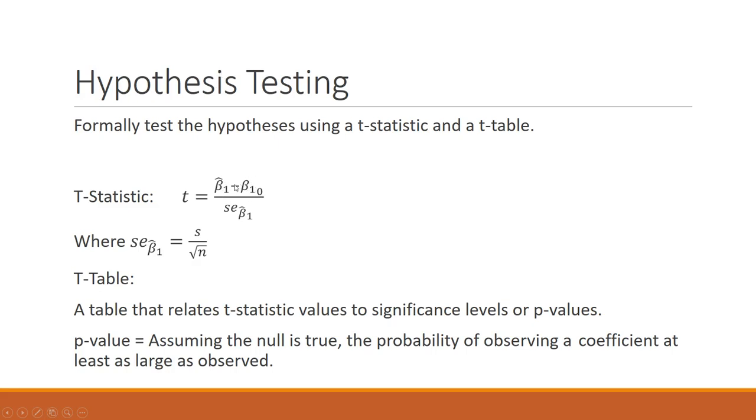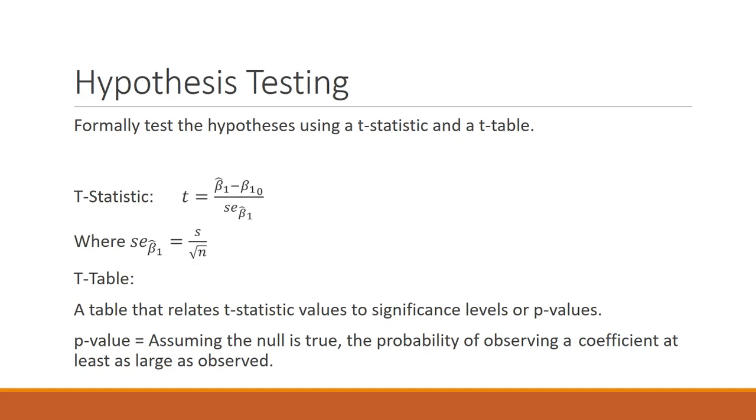Divided by the standard error of beta 1 hat. The standard error, again, is the standard deviation of beta 1 hat divided by the square root of the sample size. Okay, so this is just like hypothesis testing that we did in the last lecture. This is why it's so important to understand hypothesis testing. Why we took so long on it in the last lecture. It's because we do hypothesis testing every time we run a regression.